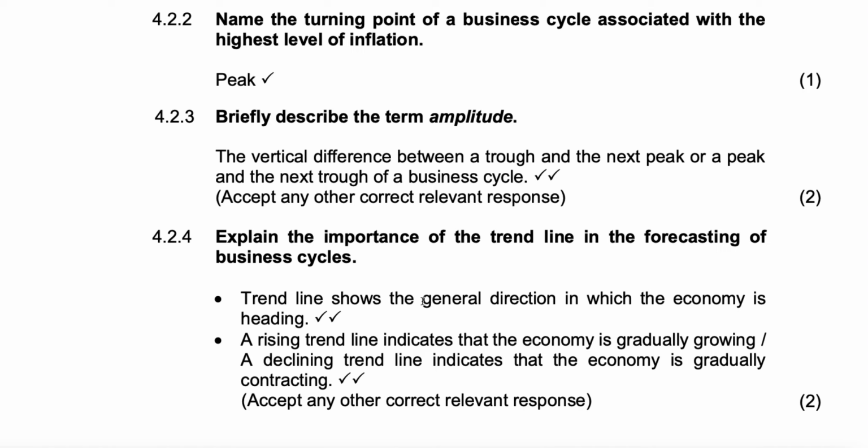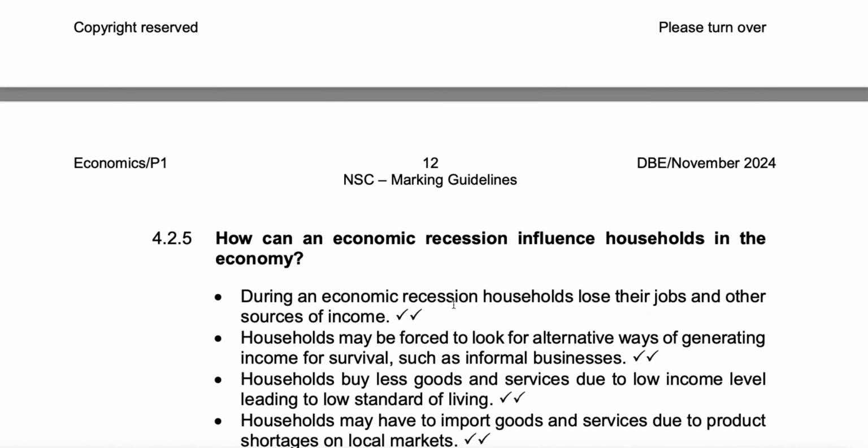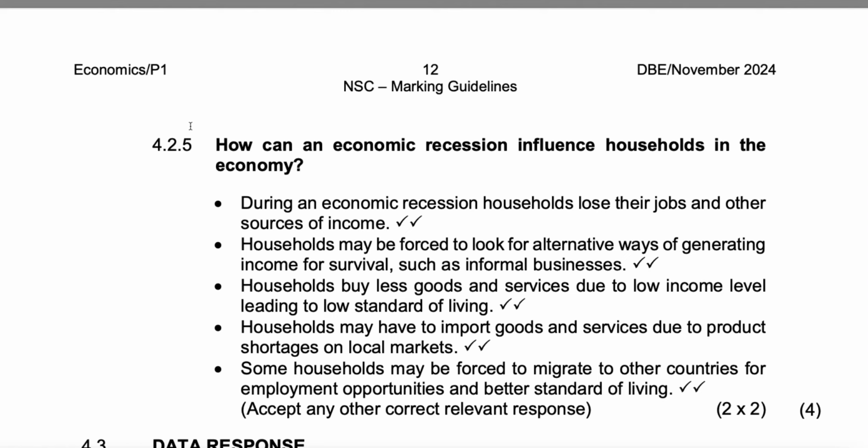Explain the importance of a trend line. A trend line shows the general direction. This word is important, direction, in which the economy is heading. And then a rising trend line indicates that the economy is gradually growing. A declining one shows that it's going down over a long period of time, which is unusual, but yes, it's possible. Then again, the one that I was saying, it's easy.